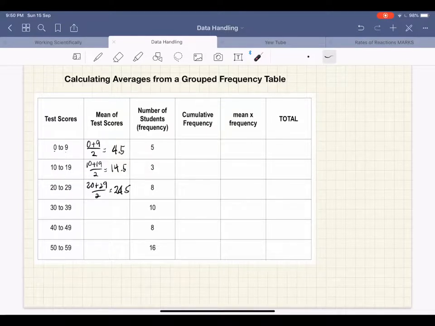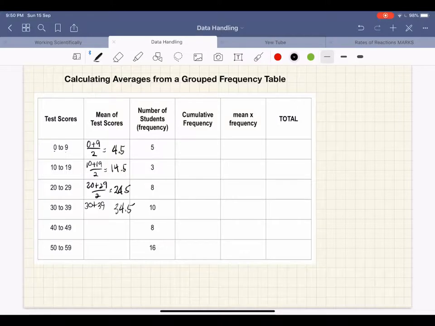Now look here. The first mean to the second mean is plus 10. The second mean to the third mean is plus 10. So what do you think the next mean will be? You guessed it right. 34.5. Now let's see if that's correct.